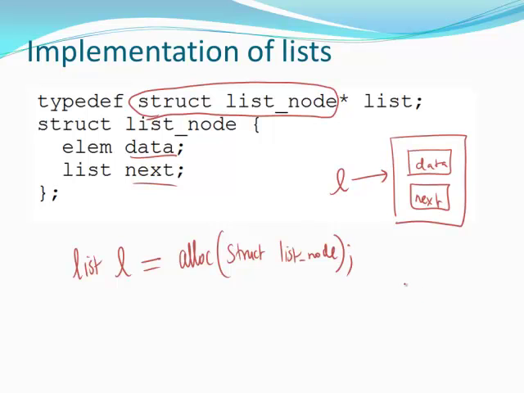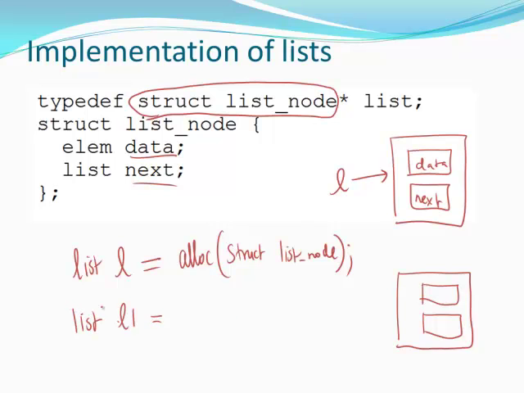Now, you can obviously create another list node. Let's say that you want to create another one of these guys. So what you can do is you can say, well, let's create a new one called L1, which is also a list, by using the same alloc.